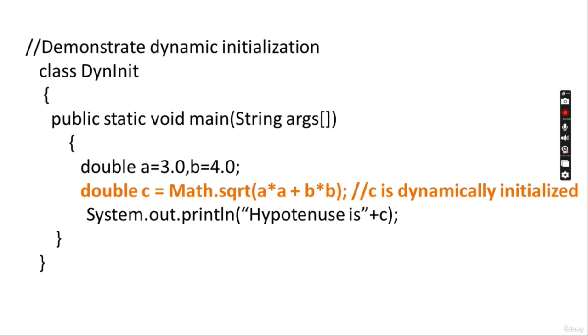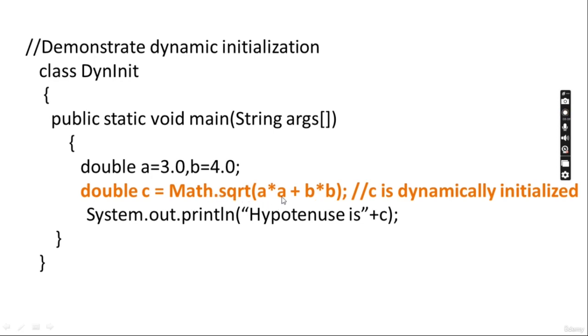Dynamic init example is given here. Here I have created two double variables, double A 3.0, B 4.0. Both are double variables because those are comma separated. Then I am creating double C. But how am I initializing this double C? Dynamically, means using an expression. So when this expression is evaluated, its value will be calculated and stored in double C.